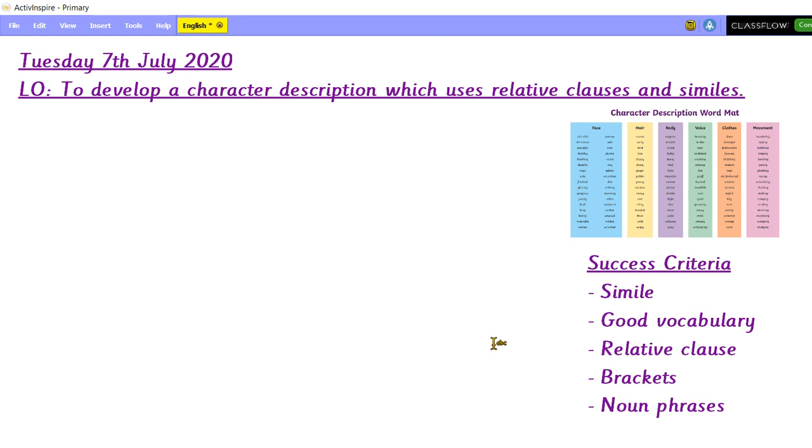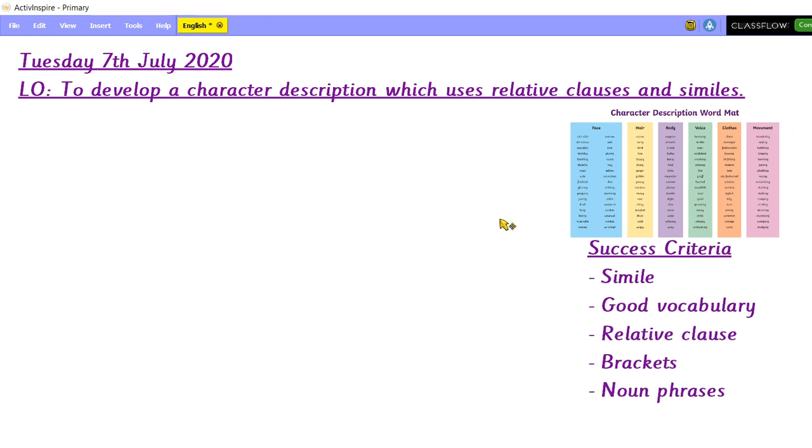And then we've got our success criteria. Our success criteria says that I want you to include a simile and a relative clause, which of course is in our objective, so they're easily achieved. Then I want some good vocabulary, which is from here or from Word Hippo. Either way, I'm sure you'll get that in. And then as a little bit of a challenge, I'd like you to include noun phrases.